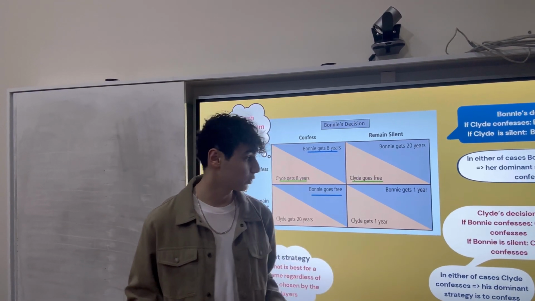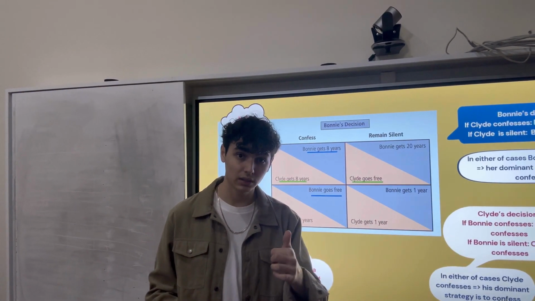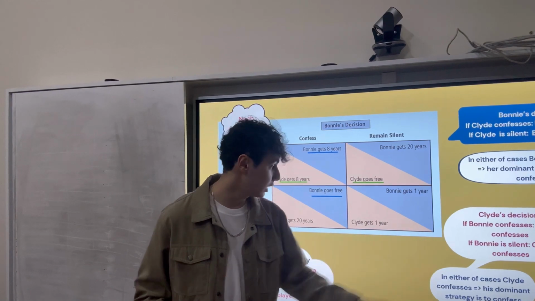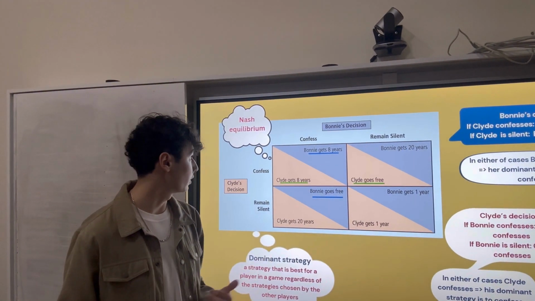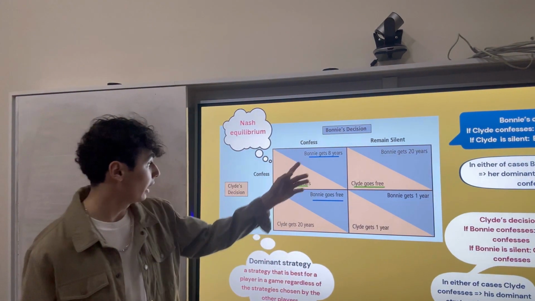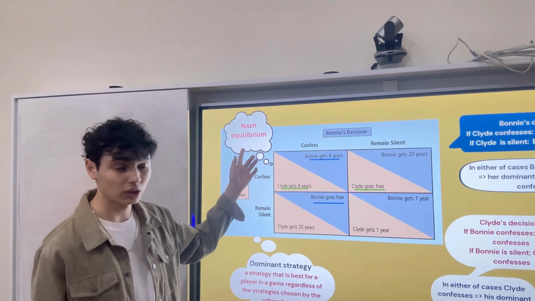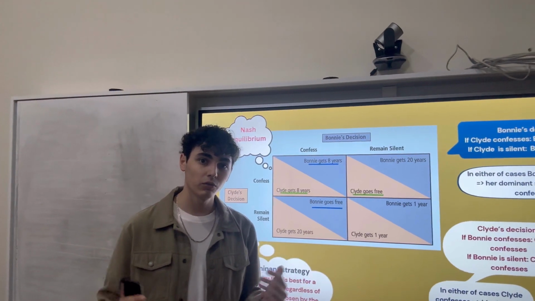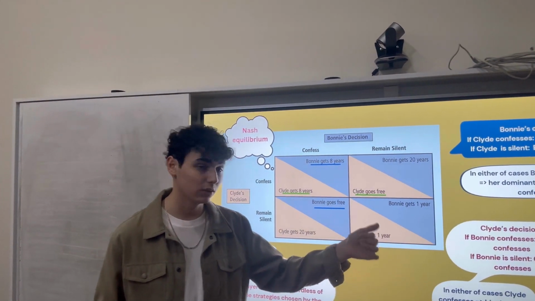And the same goes for Clyde. If Bonnie confesses, Clyde confesses as well. And if Bonnie is silent, Clyde confesses and goes free. So when both of them confess, they get 8 years each. This is called Nash equilibrium. They could have been better off if they both remained silent and got 1 year.